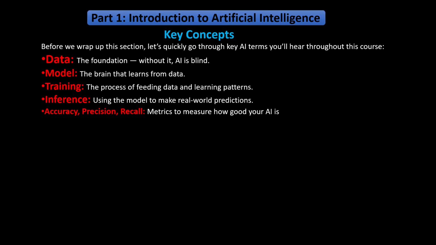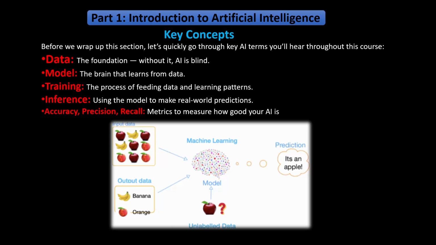Now let's discuss key concepts, because before wrapping up this section, we need to understand the key concepts that you will hear throughout this course. Data is the foundation of AI, because without a data set, AI is blind. If you are going to solve a problem related to images, videos, classification, regression, unsupervised, or supervised learning, you will definitely need data. So without data, your AI is nothing. So this is the foundation.